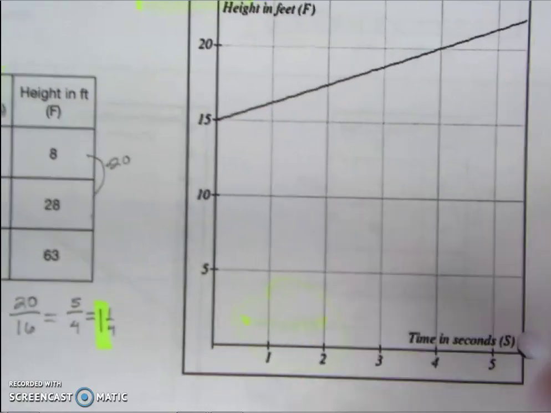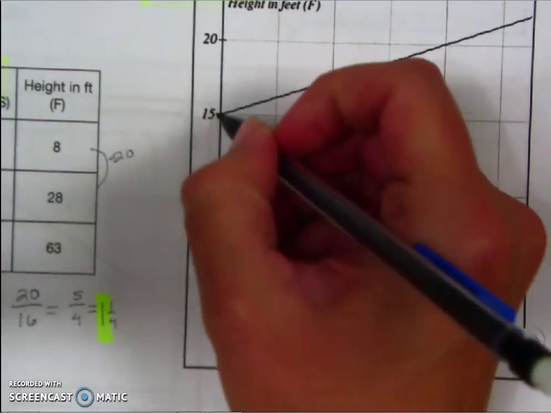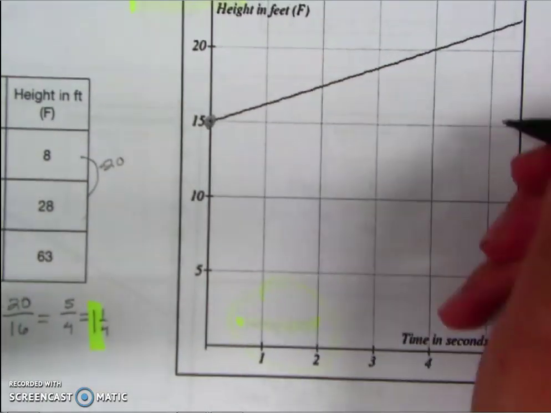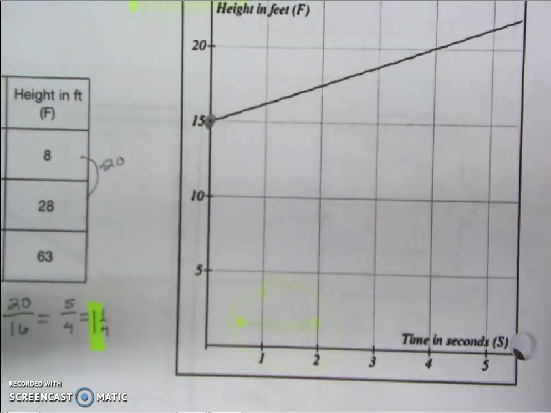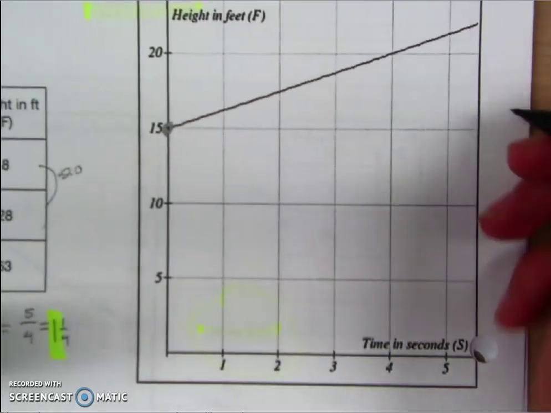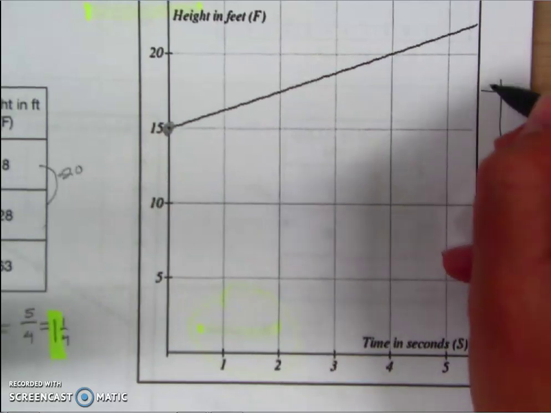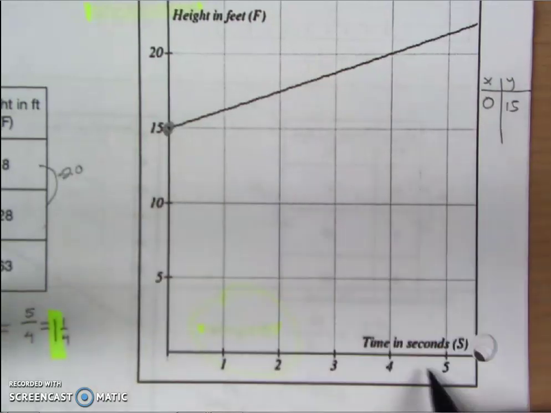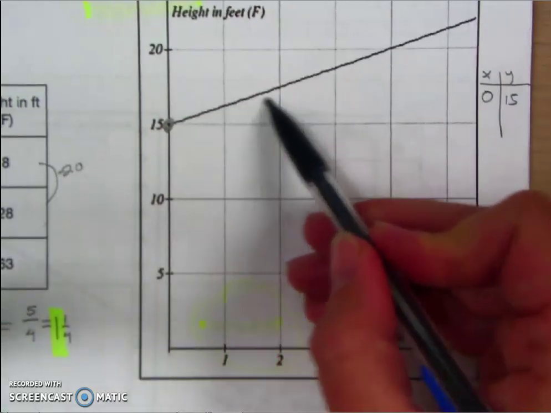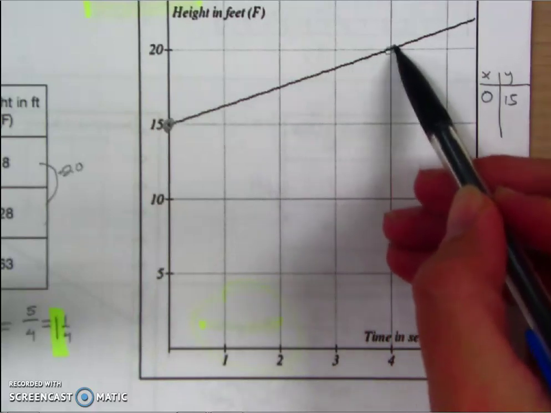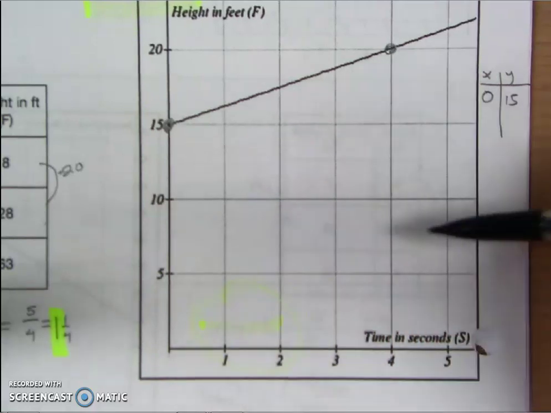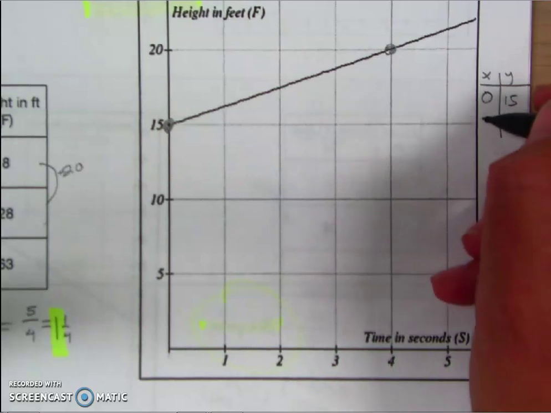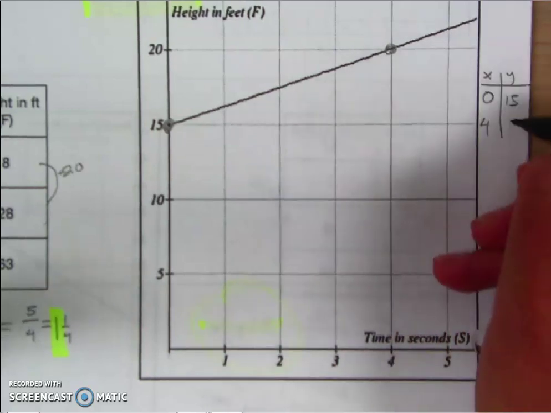Let's look at it from the table this time. Over here, we have 0, 15. Again, I like to put these in a table, so let's write our little table over here. At x is 0, the height is 15. After 1 second, I can't quite read that, so let's go over here. That's easier to read on this graph. So that's after 4 seconds. So 4 seconds goes up to 20 feet.